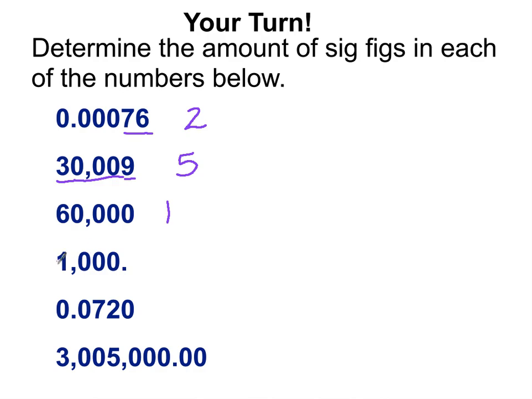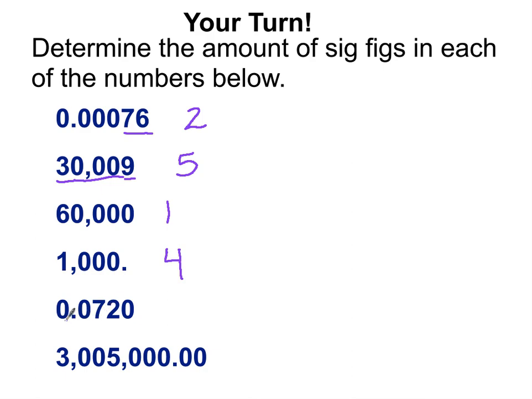This one looks kind of funky, doesn't it? You will actually see this a few times throughout the year because we know, because of this decimal, that this is 1,000 exactly. It's not around 1,000. And that's what this decimal is telling us, that this is exactly 1,000, which is why these zeros are significant. So we have 4 significant digits here.